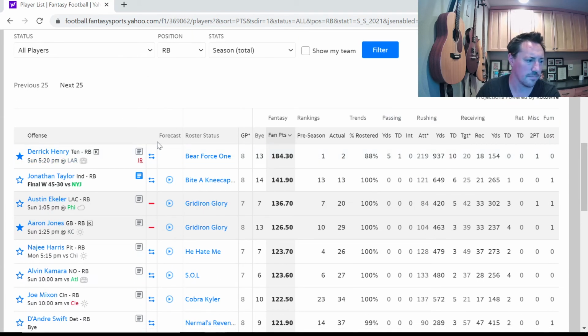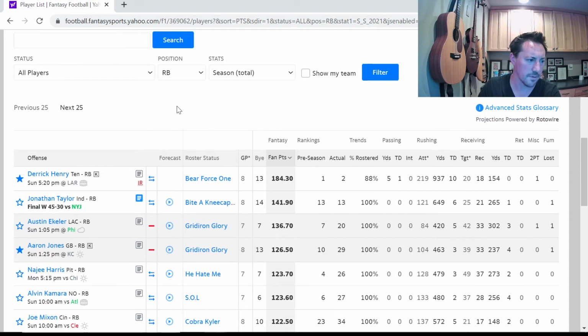And then what that meant was I didn't have as much money left over for the rest of my team, but I knew I was going to get a quarterback for $1. I knew I'd get a defense for $1, and I knew I'd get a kicker for $1. So that just left me some money to spend on wide receivers.